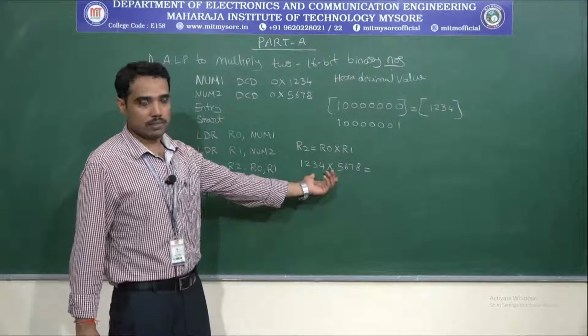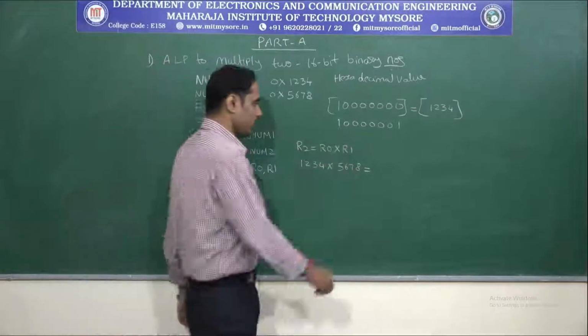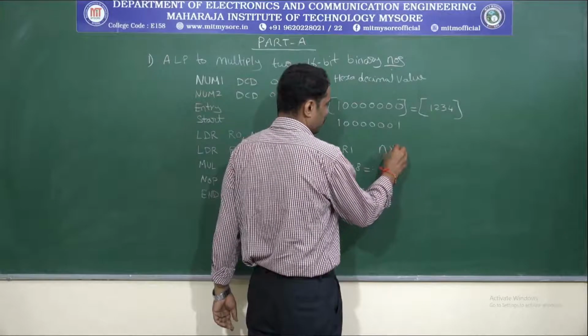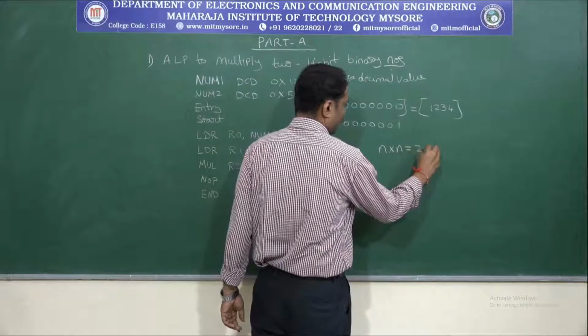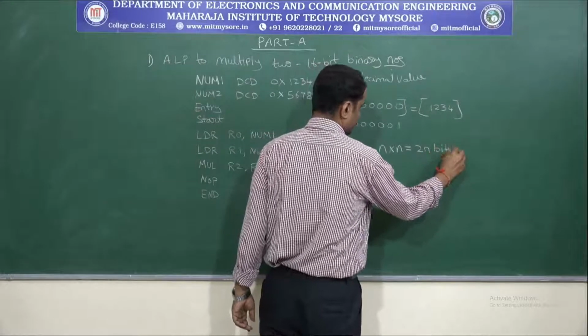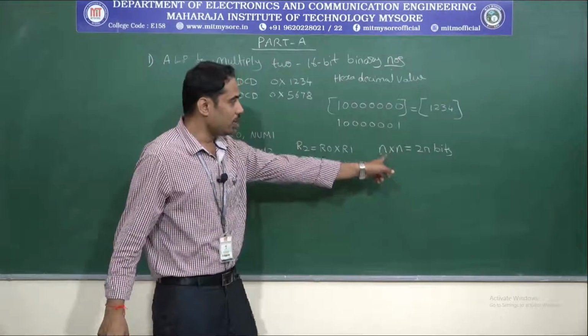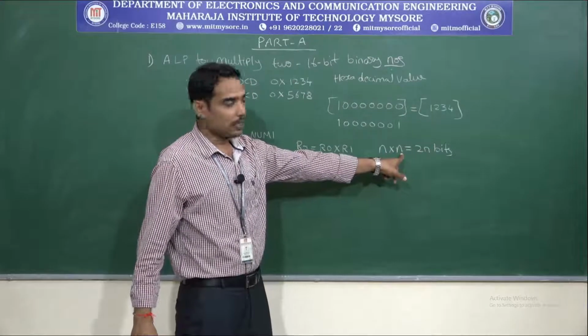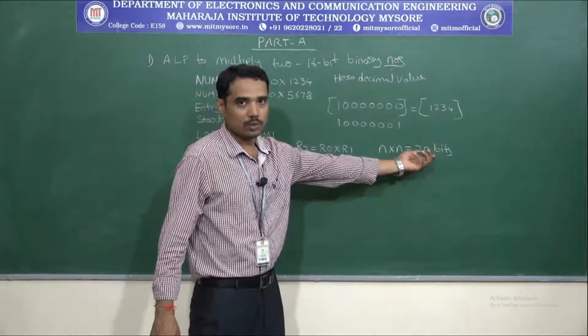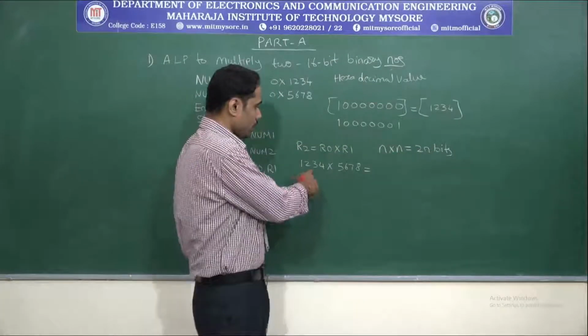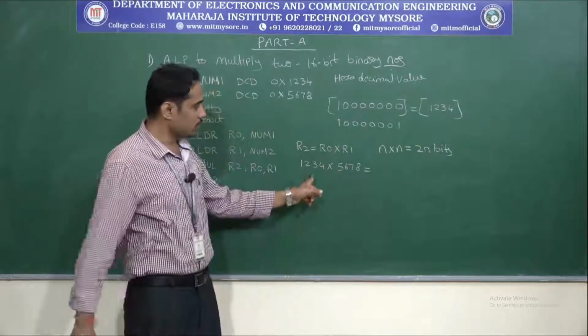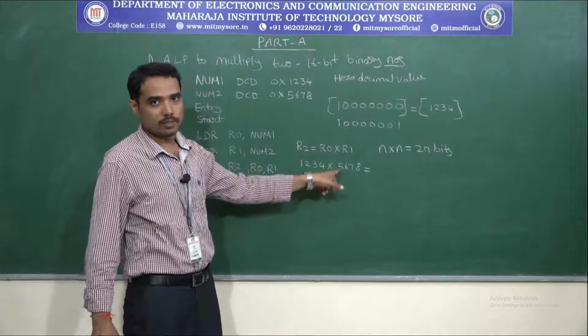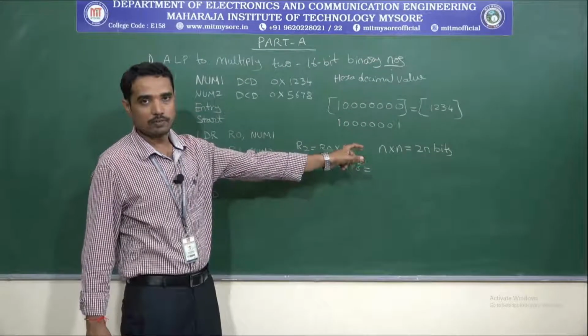16-bit data into 16-bit data, the product may go up to 32-bit data. That is, n into n grows up to 2n. If you try to multiply an n-bit data with another n-bit data, the width of the product may go up to 2n. In this case, n is equal to 16, 16-bit into 16-bit, it is going to give a product of 32-bit.